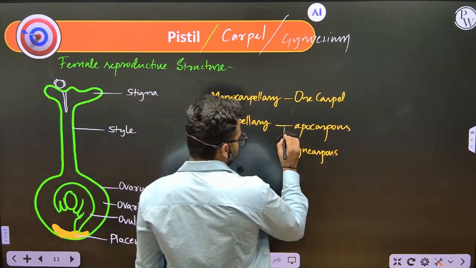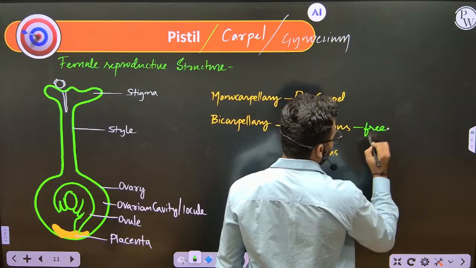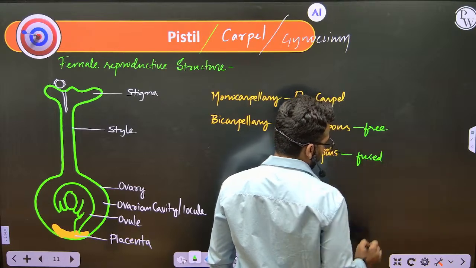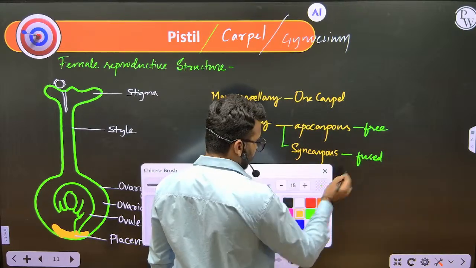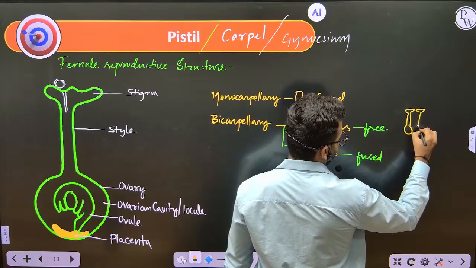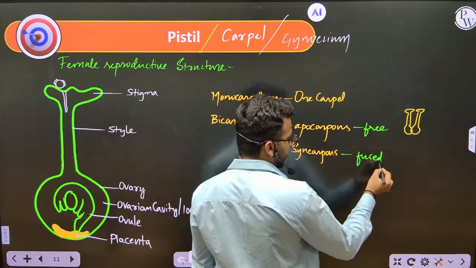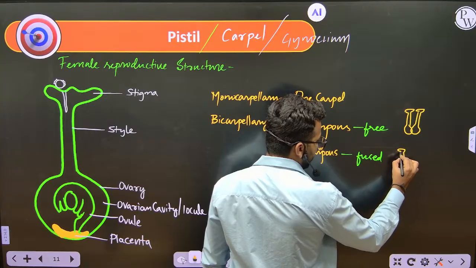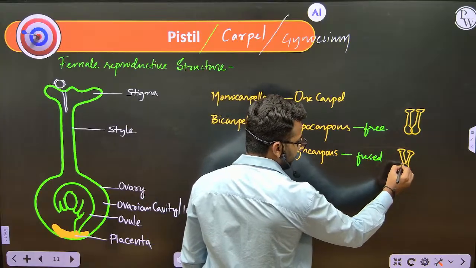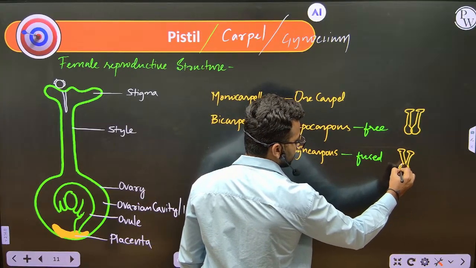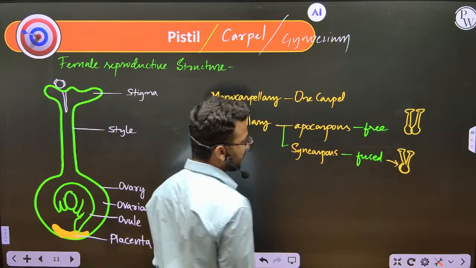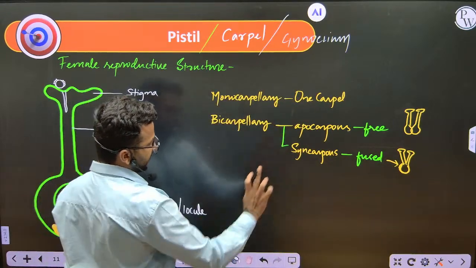Apocarpous is nothing but free carpels. Syncarpous is nothing but fused carpels. In the apocarpous condition, we will see two carpels in a flower, like this. In the syncarpous condition, we will see two carpels, but they are fused. The base is fused. That is the syncarpous, fused condition.